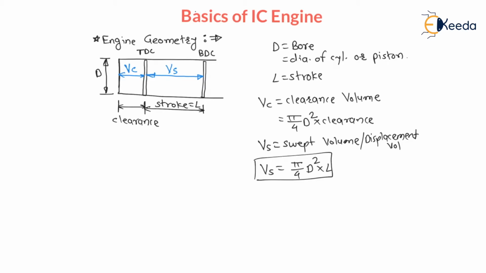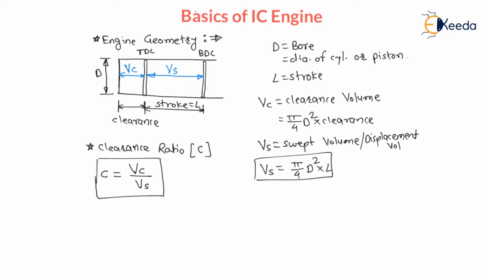And my dear students, there is one definition called clearance ratio, represented by capital C. The clearance ratio is nothing but the ratio of clearance volume to the swept volume or displacement volume. This clearance volume is always provided inside the piston cylinder assembly or inside the engine.